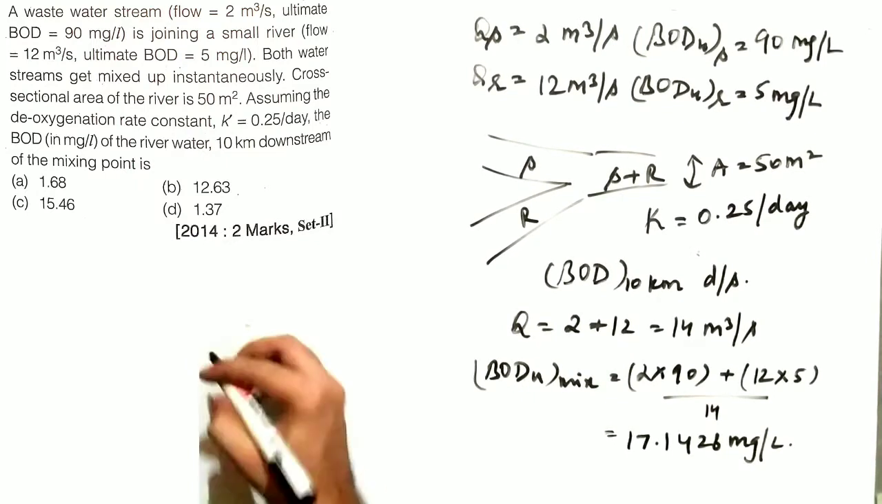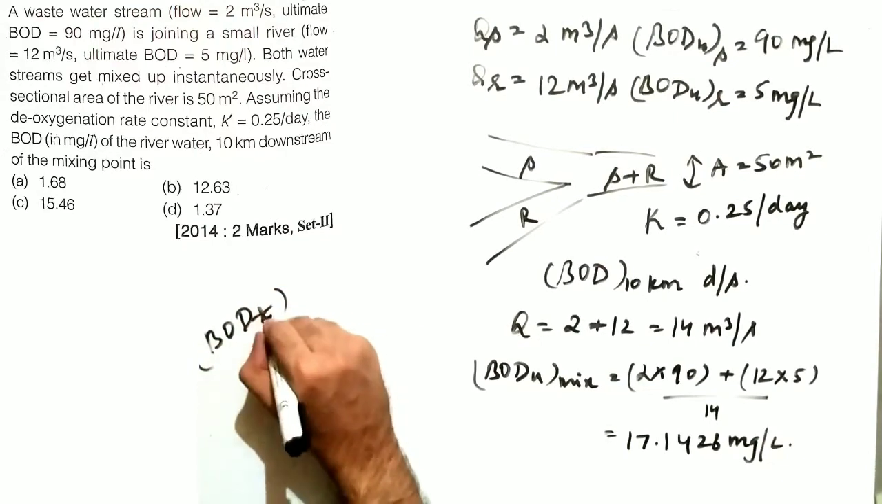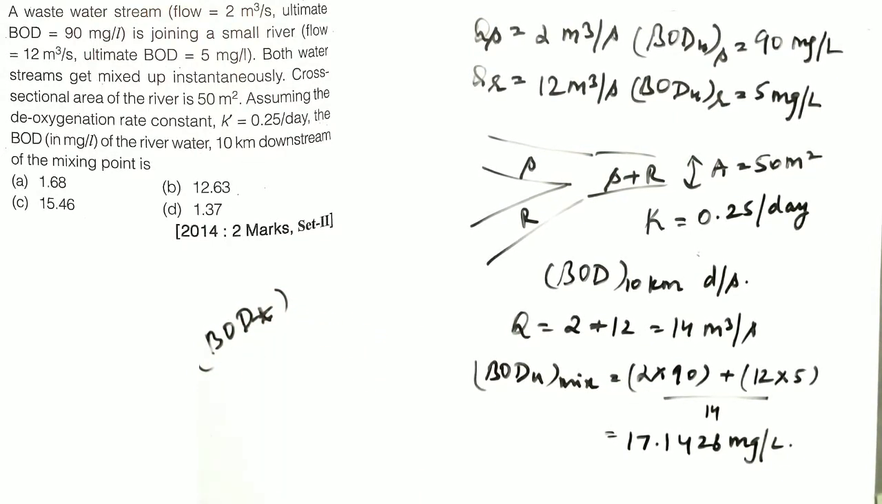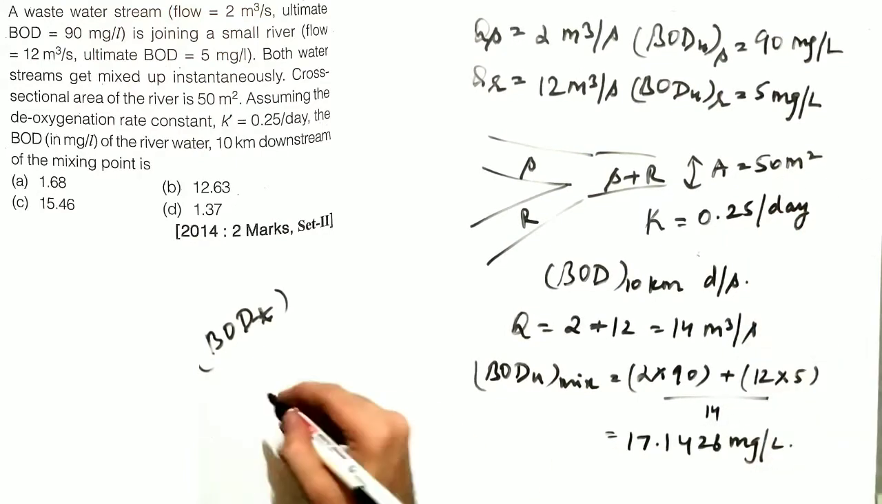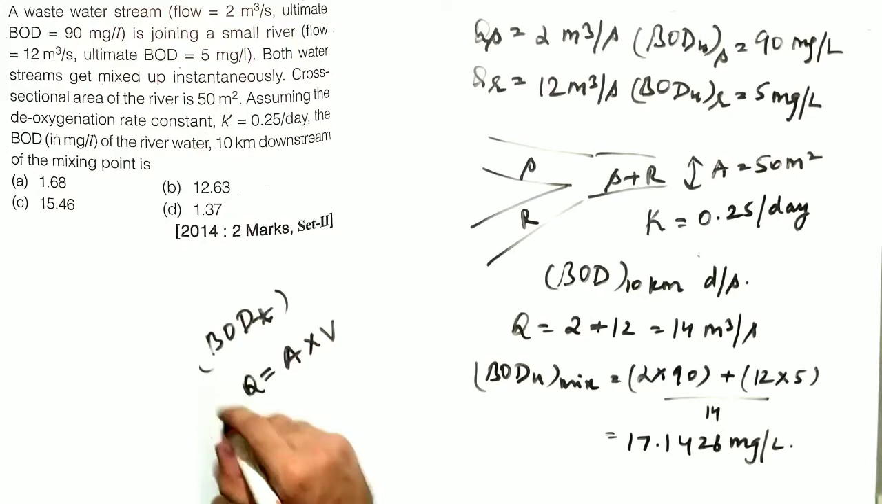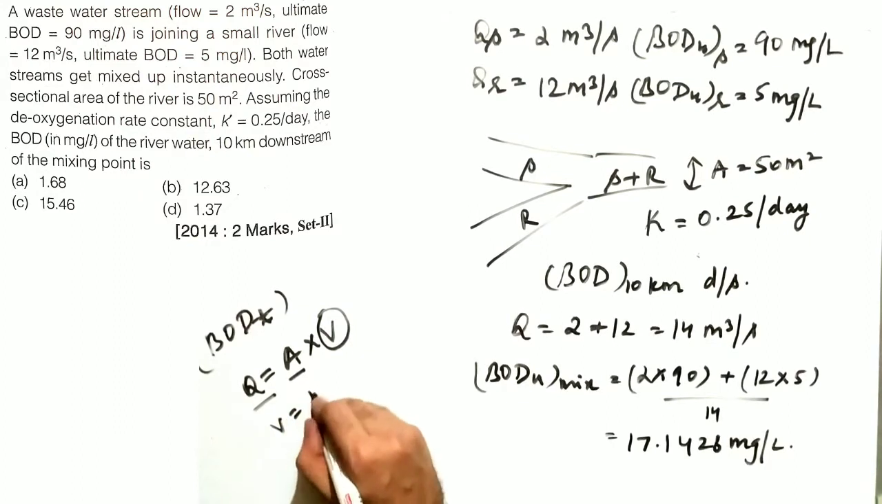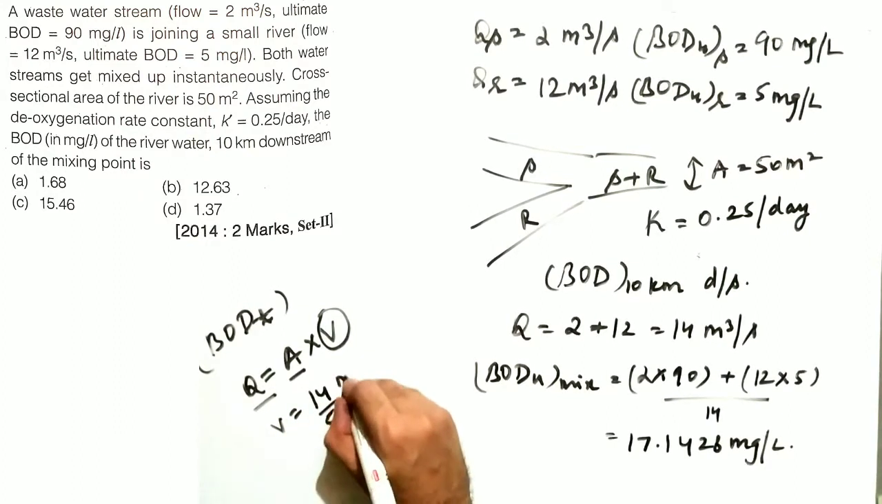But you have to calculate the standard BOD value, that means BOD T. To calculate this, you should know the value of time, whether in days, seconds or minutes. Now see, you are given the area and the discharge. You know Q equals area into velocity. The value of Q is 14 meter cube per second and the area is 50 meter square. From this you can calculate velocity, which comes out to be 14 divided by 50, in meter per second.